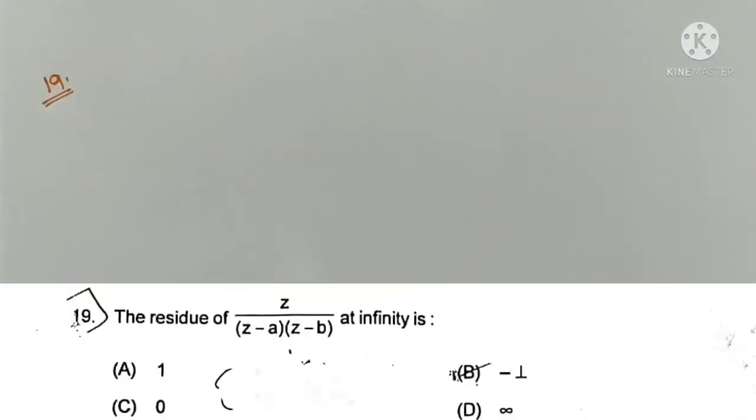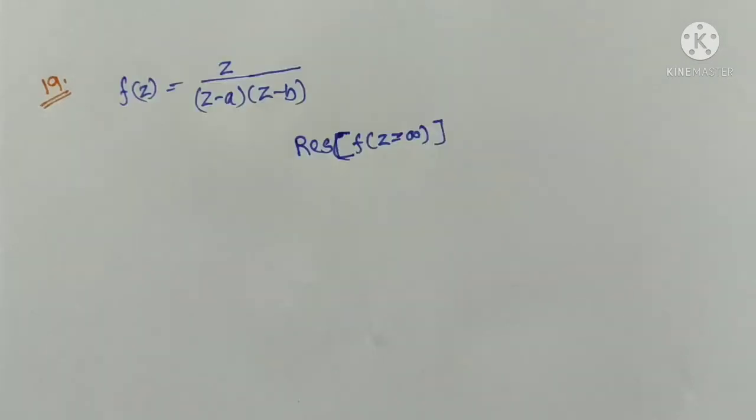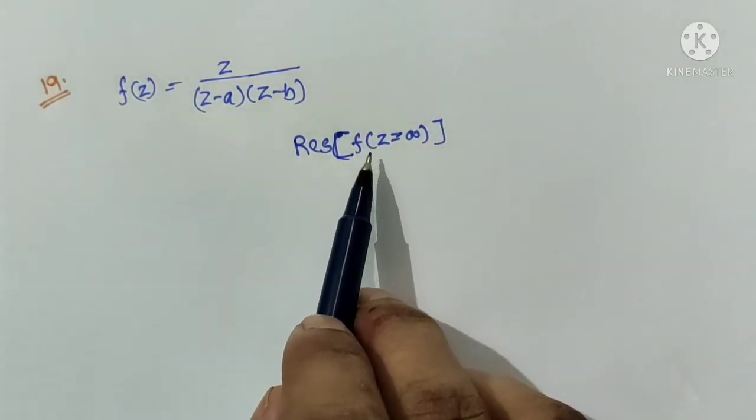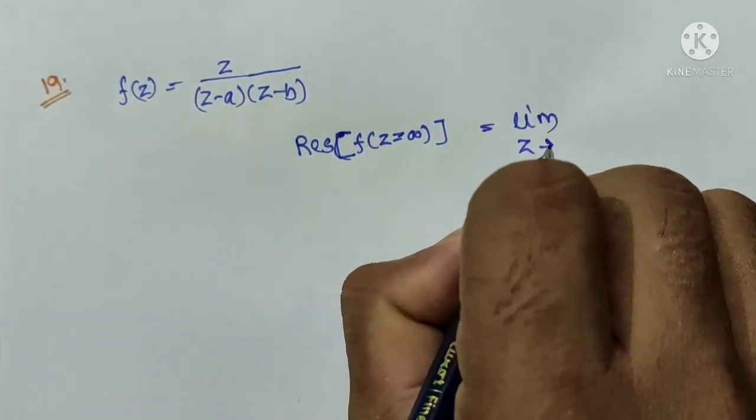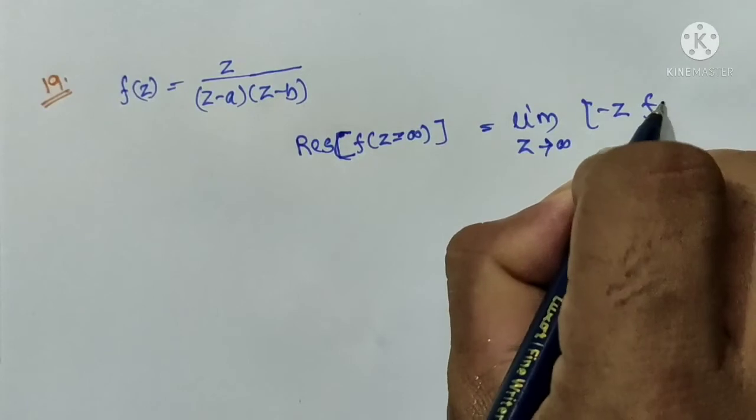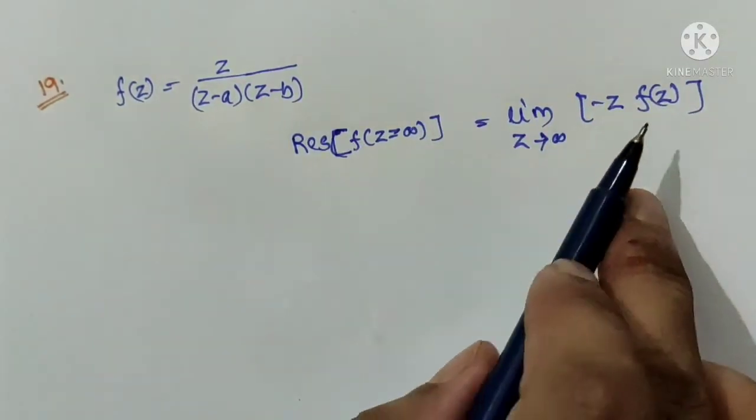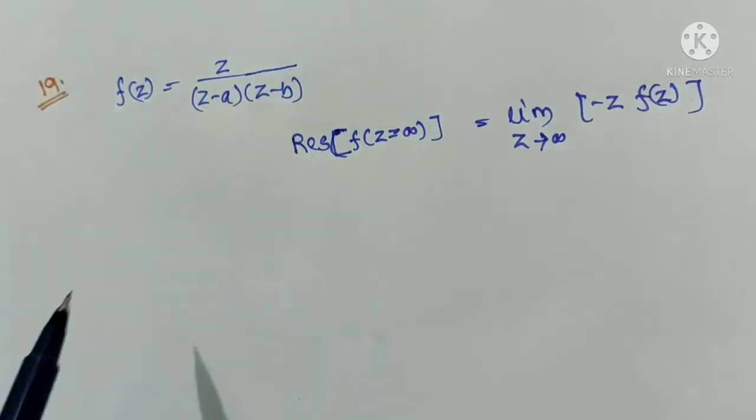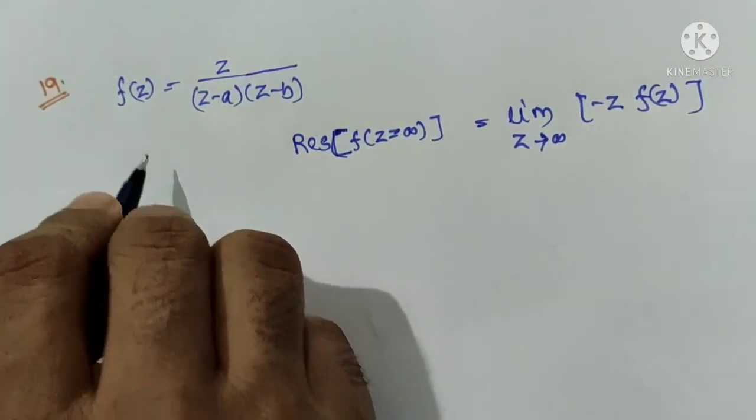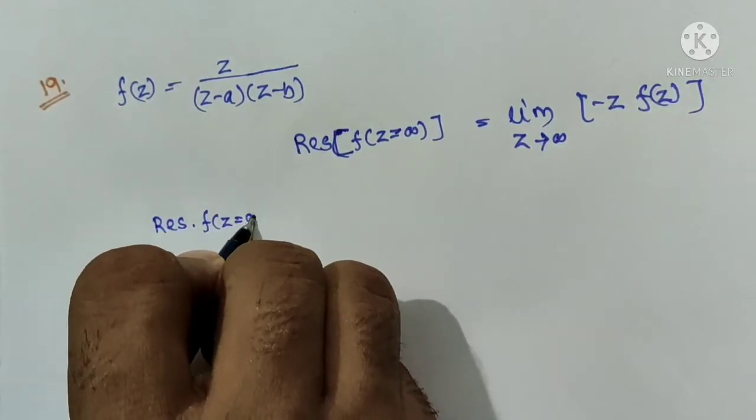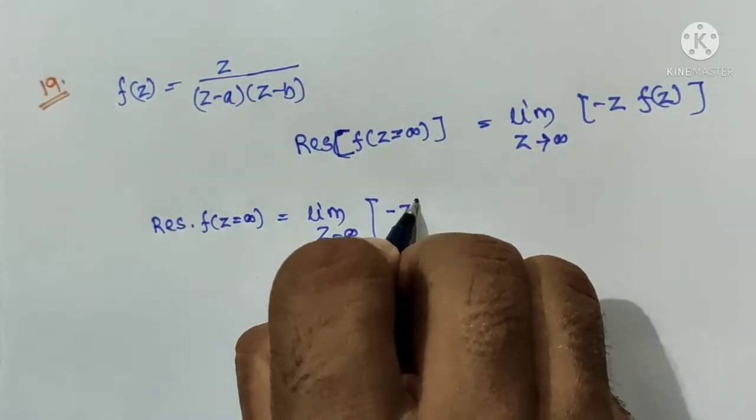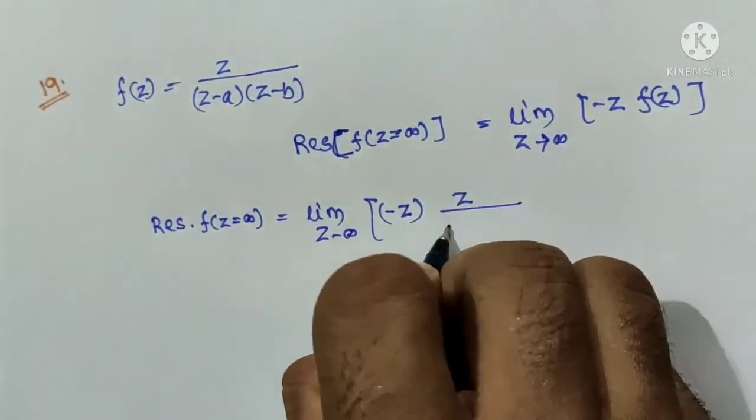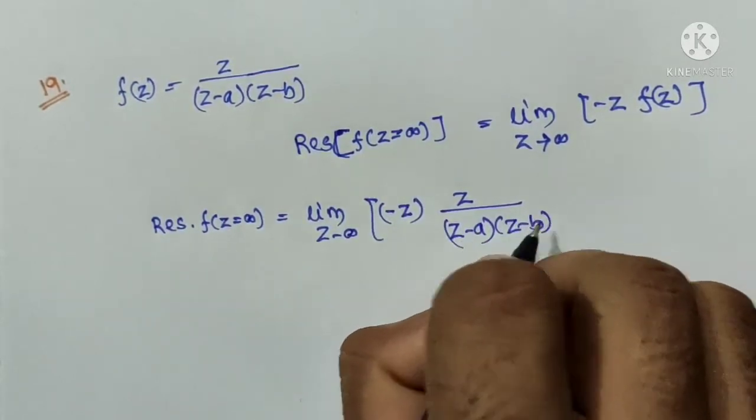Question number 19. The residue of z by (z minus a)(z minus b) at infinity is. We know residue of a complex function f of z at z equal to infinity is given by limit z tends to infinity of minus z f of z. So here our f of z is z by (z minus a)(z minus b). So residue of this f of z at z equals to infinity is limit z tends to infinity minus z f of z, that is z by (z minus a) into (z minus b).